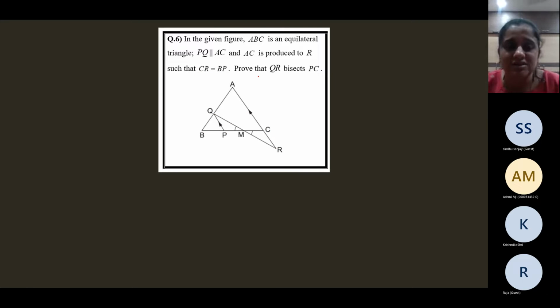So you must write CR is equal to BP, given. Here, CR is equal to BP, given. But BP is equal to QP, right? BP is equal to QP.